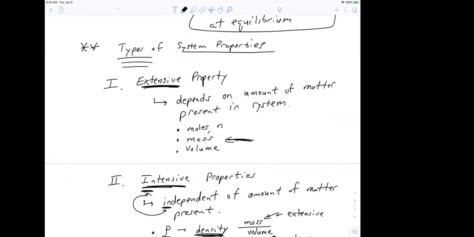Okay, can everyone see the screen with the iPad? Okay, it should say types of system properties at the top.